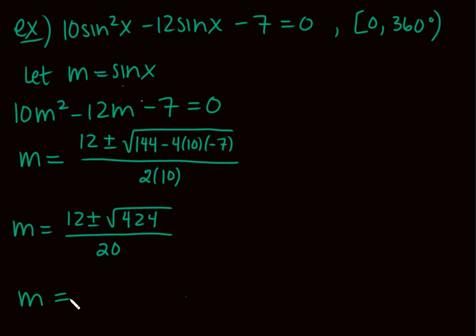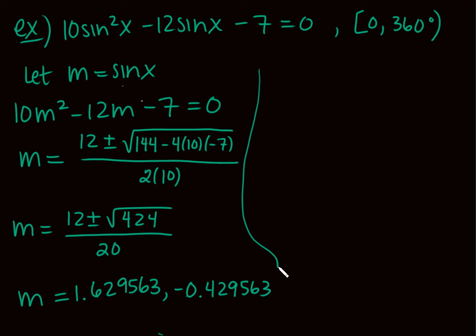I'm going to do 12 plus the square root of 424 divided by 20. And I'm going to carry this out pretty far. 1.629563, especially if I'm working with my math lab. I want to go out pretty far to make sure that I get my rounding correct. And then I'm going to put in 12 minus root blah, blah, blah, and I get a negative 0.429563. So there's all my side work.